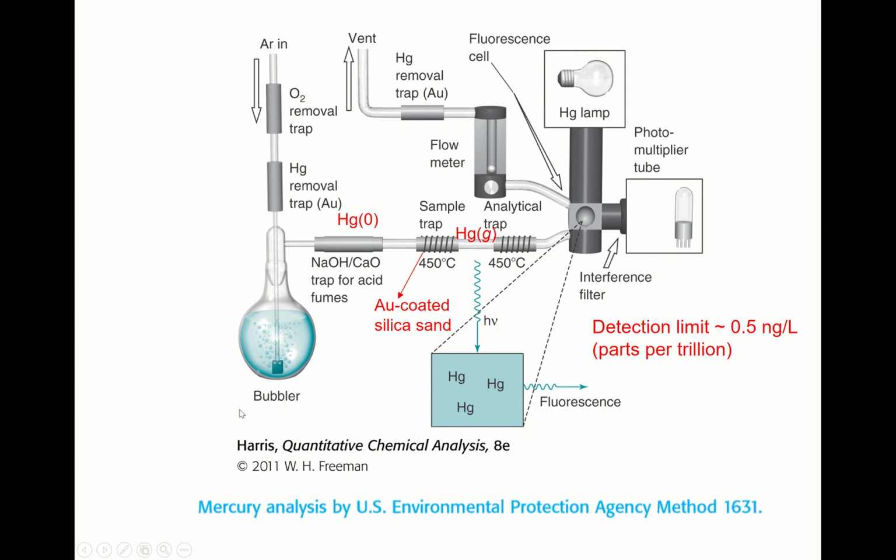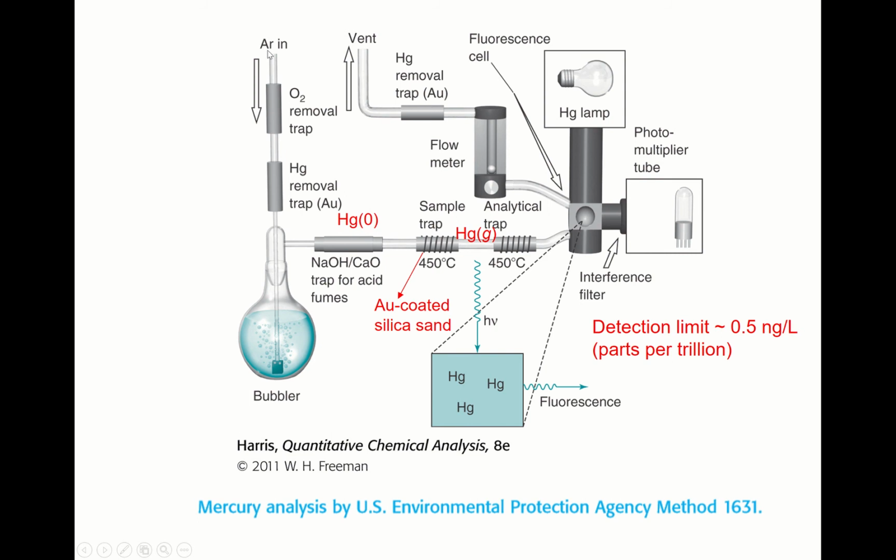Okay, let's see how we analyze the mercury. Okay, first, in this flask, this is your sample inside. Okay, yeah. So you need bubbling here. Okay, and inside this flask, you first oxidize mercury and then reduce to zero valent mercury. Okay, then bubble with argon.